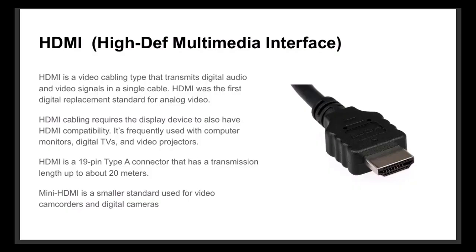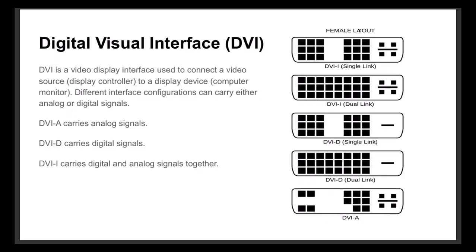HDMI cables are a 19-pin connector and typically have a cable length of up to approximately 20 meters. Our next video cabling interface is DVI, Digital Visual Interface. And DVI is a grouping of several different connection interfaces that allows our computers to connect to graphical displays depending on the type of signal that we are using.